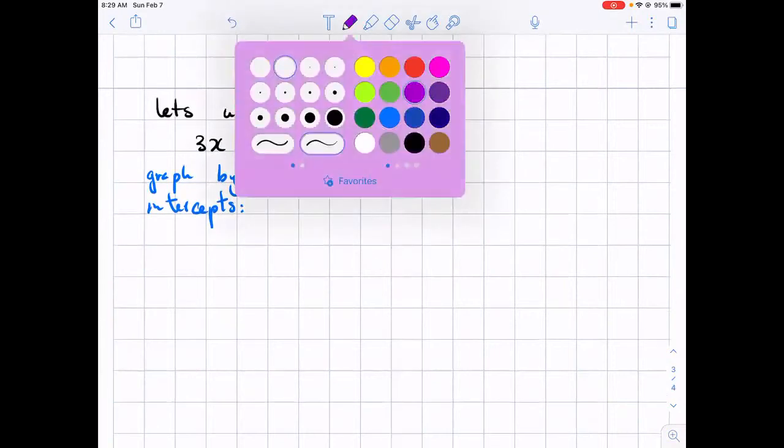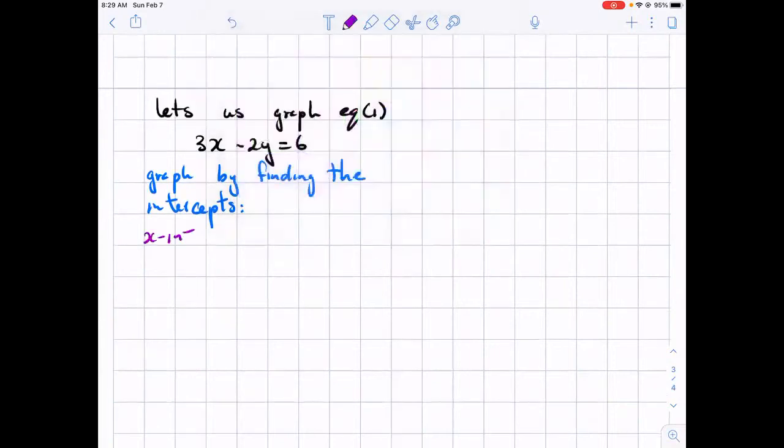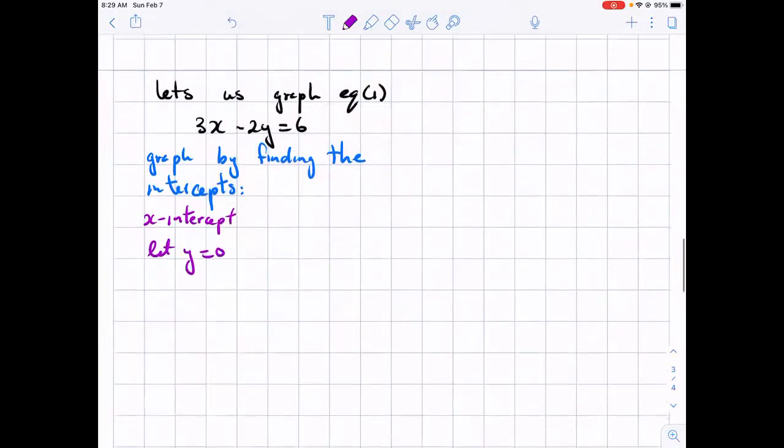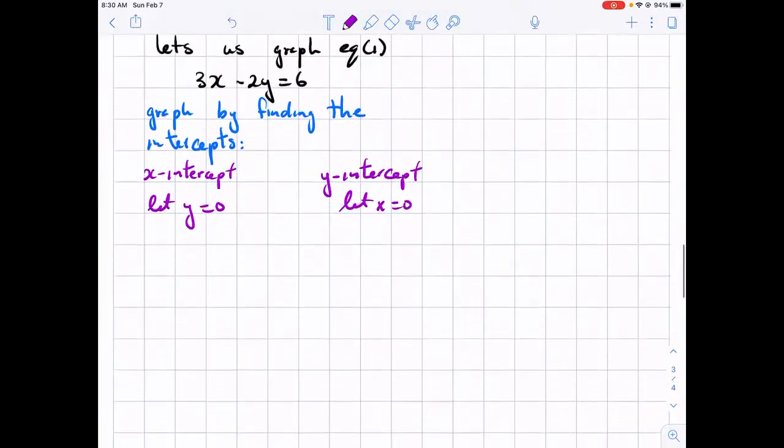And remember, to find the x-intercept, let y equal 0. And to find the y-intercept, let x equal 0. Yeah? So let's go ahead and find the x-intercept first.